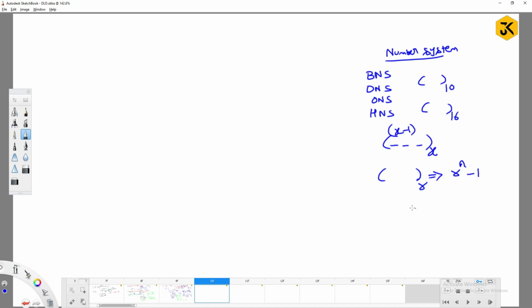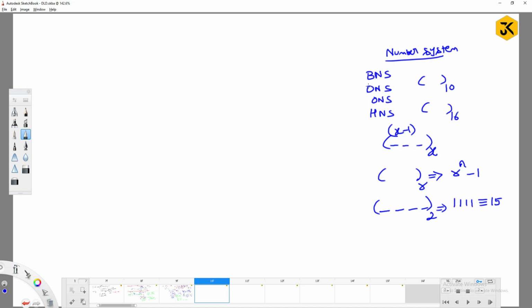So for example, if I have 4 digits in a binary number system, what is the maximum number possible? 2 power 4 minus 1, that is 4 ones. So 2 power 4 minus 1 is equivalent to 15, right? 15 means 4 ones. This is what we have seen, right?